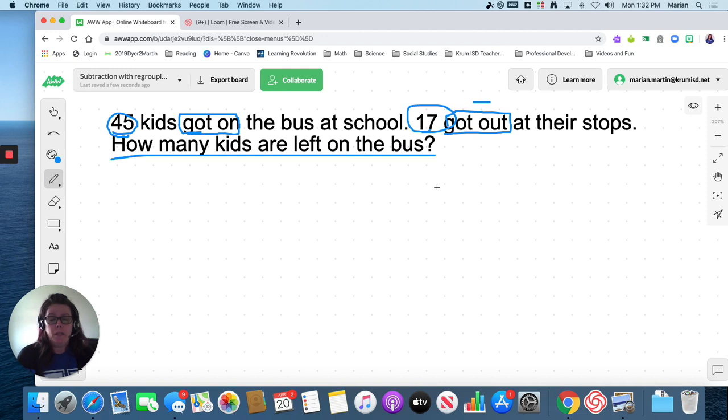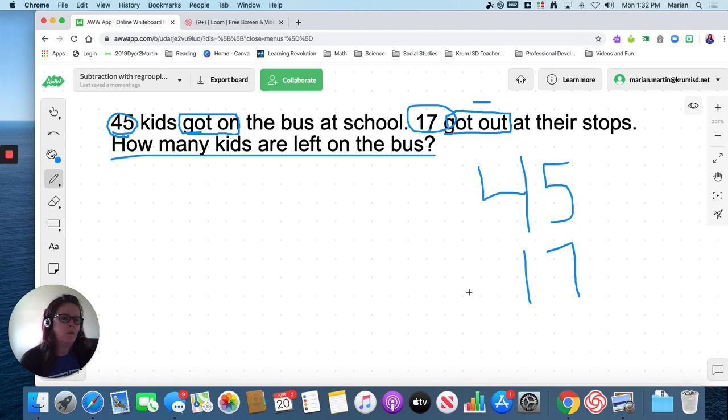We're going to put the big number first, or the larger number. That's always going to go first in subtraction. In addition, it doesn't matter. In addition, you can put the numbers in any order, but in subtraction, you have to put the larger number first. So 45 is larger than 17, so I'm going to go ahead and write 45 on top, and I'm going to write 17 on the bottom, because it's 45 minus 17, and that's how we're going to set this problem up.